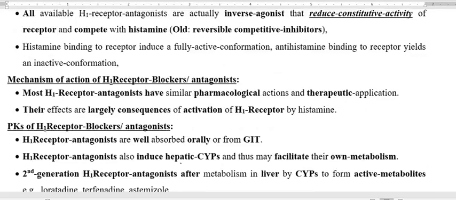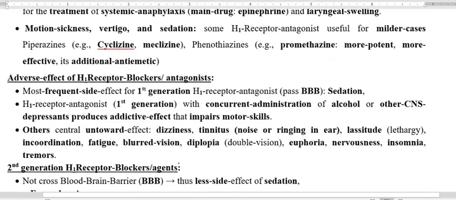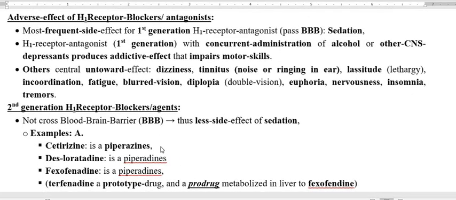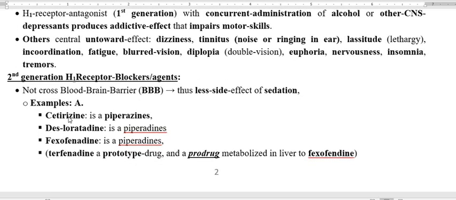Now we go through the second generation H1 receptor blockers or agents, which are very important and have some salient features that make them better than the first generation H1 receptor antagonists. The very interesting point is that the drug does not cross the blood brain barrier, and therefore there is no sedation, so no side effect of sedation.